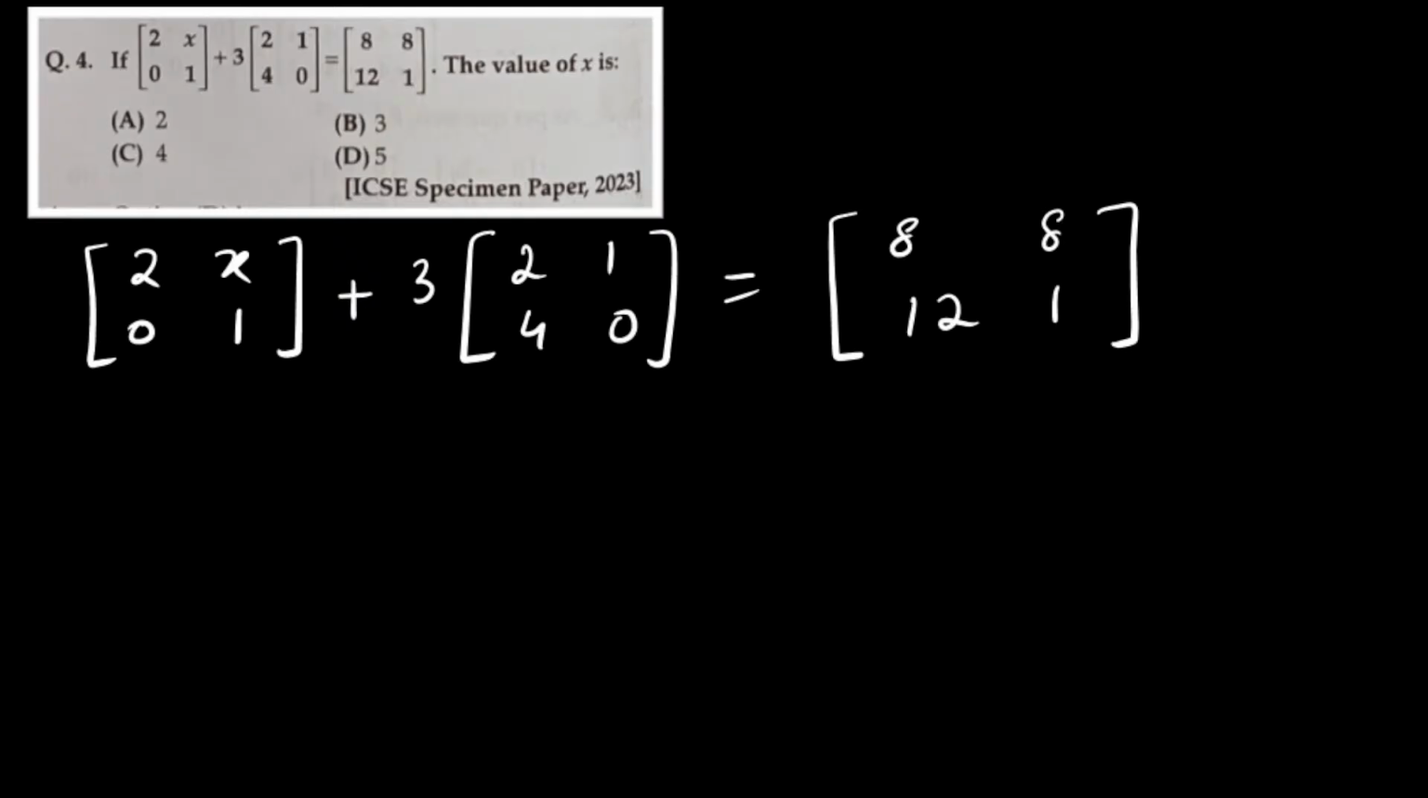Now next question. In the next question, we have to find the value of x. It's given to us this matrix 2, 0, x, 1. This is one matrix. It's getting added with another matrix 2, 1, 4, 0. And when we are adding, the resultant matrix we are getting is this one. Now if I write question number 3.